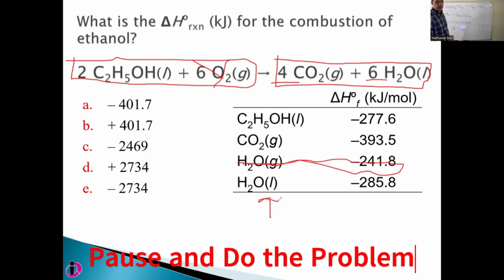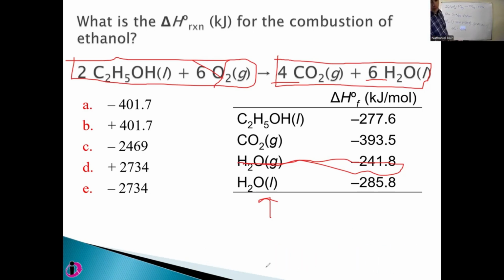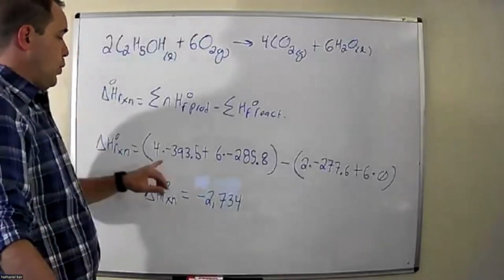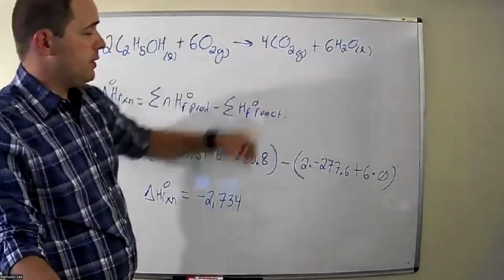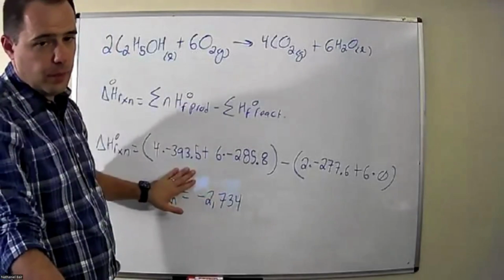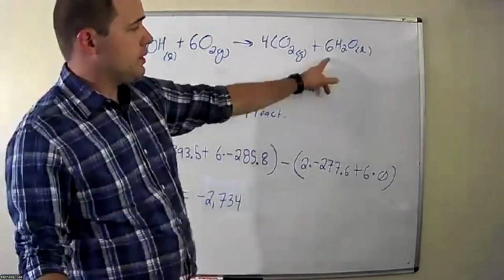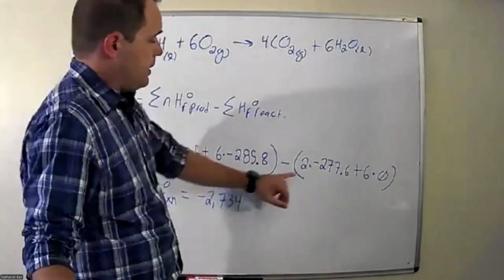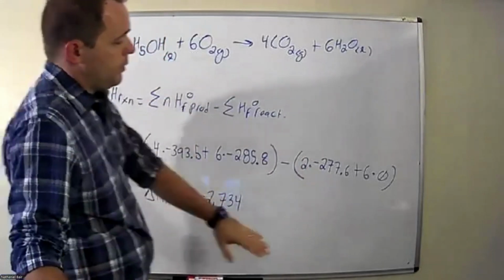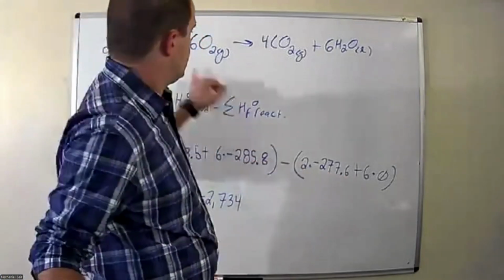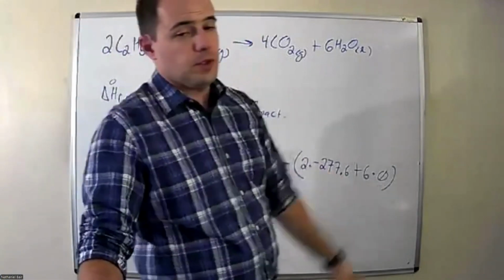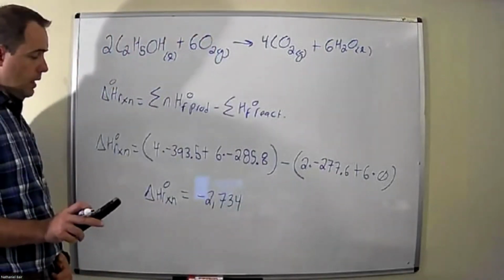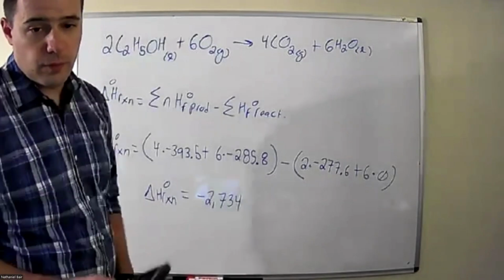I got negative 2,734, which is letter E, folks. Hopefully yours is looking like this. It's going to be 4 times the standard enthalpy of formation of carbon dioxide, negative 393.5, plus 6 times the standard enthalpy of formation of liquid water, negative 285.8, minus 2 times the standard enthalpy of formation of ethanol, plus 6 times the standard enthalpy of formation of oxygen, which is 0. And if you put that in your calculator correctly, you should hopefully get negative 2,734.